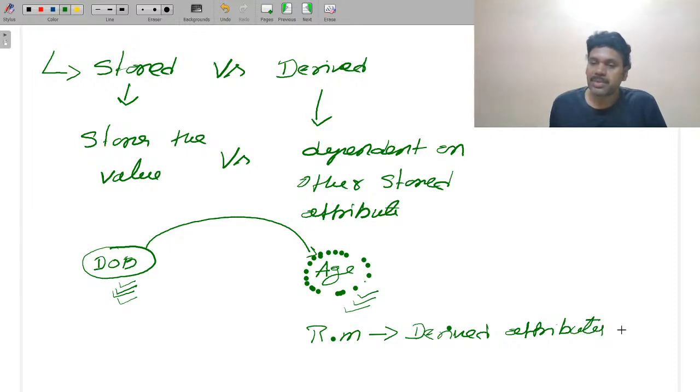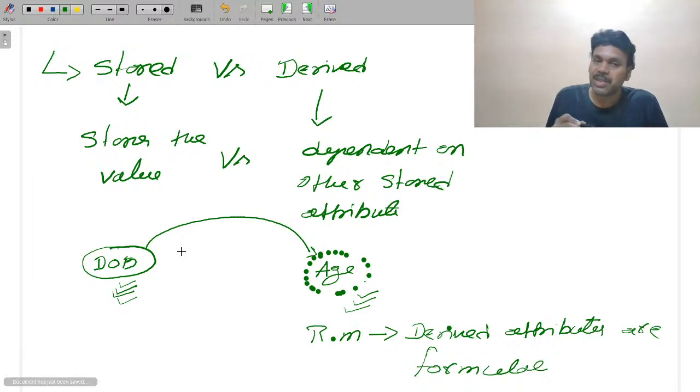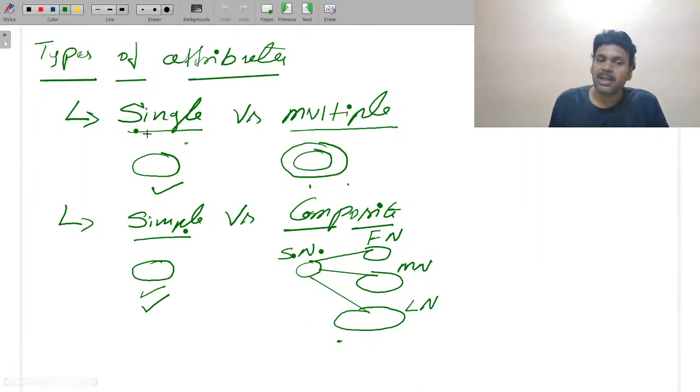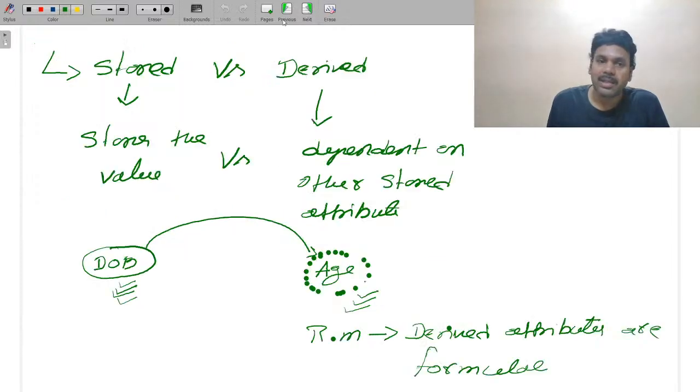Derived attributes are formulas. So we don't represent any kind of derived attributes in the relational model, but we will accept both of them in the ER model. So on the left side, whatever I have written, three varieties: single, simple, and stored. All are acceptable in the relational model, but the ER model accepts all six possibilities.